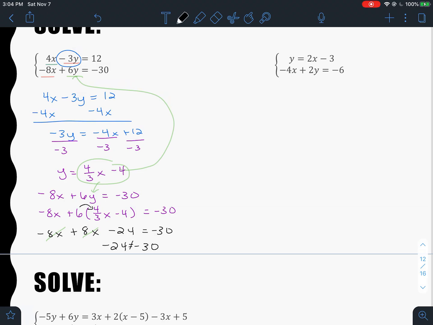So those cancel each other out. So I'm left with the expression negative 24 equals negative 30. That's not a true statement. And if you remember from when we solved the equations earlier, when you're left with not a true statement, this means that there's no solutions.